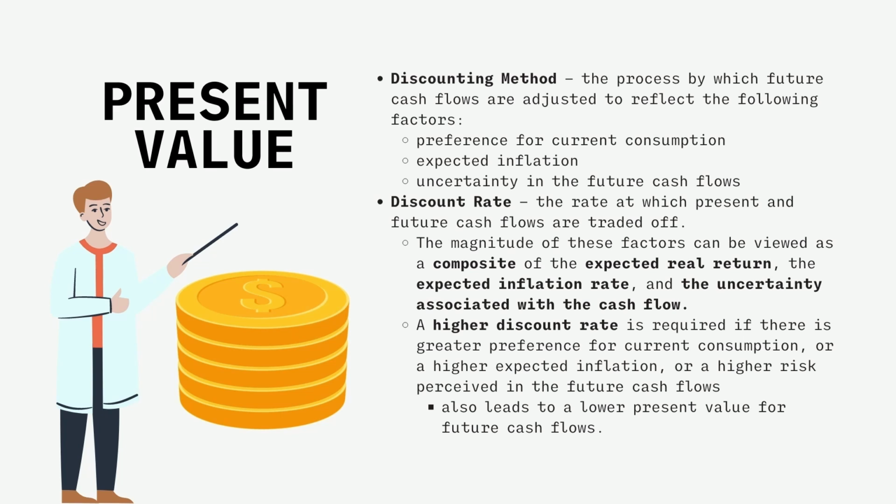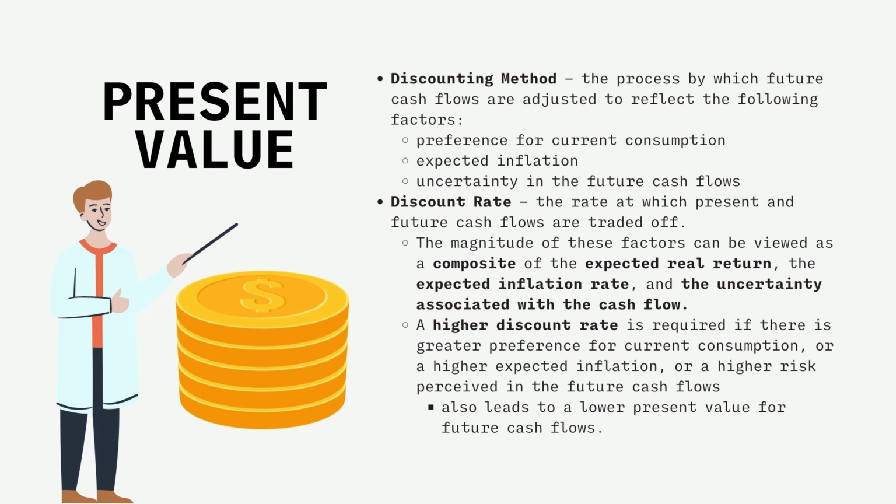Discount rate is the rate at which present and future cash flows are traded off. The magnitude of these factors can be viewed as a composite of the expected real return, reflecting consumption preferences in the aggregate over the investing population, the expected inflation rate to capture the deterioration in the purchasing power of cash flows, and the uncertainty associated with the cash flows.